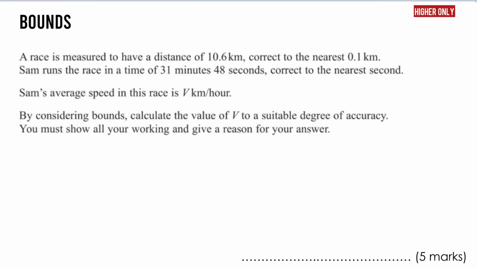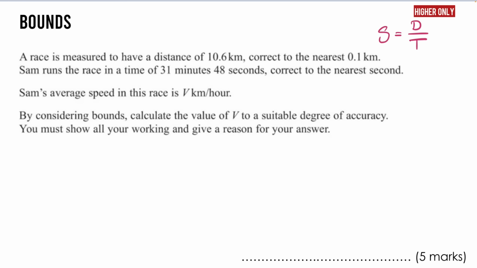Okay, so in this question we're having a look at some bounds, and this one here is in the context of speed, distance and time. So it wants us to work out a speed, and it says by considering bounds work it out. So first of all, we want to make sure that we know our speed formula. So speed is equal to distance over time.